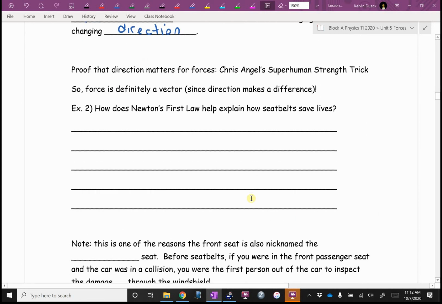So force is definitely a vector, since direction makes a difference. How does Newton's first law help explain how seatbelts save lives?